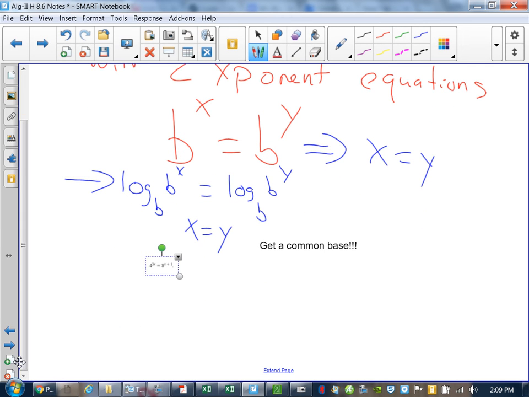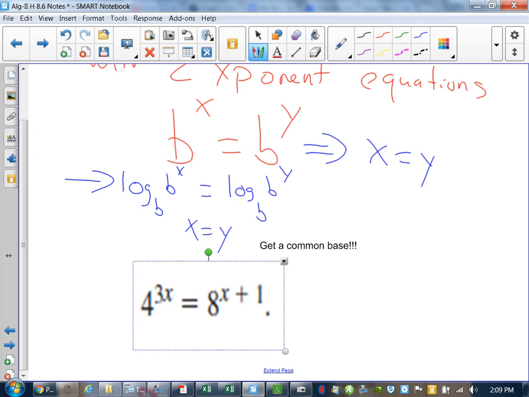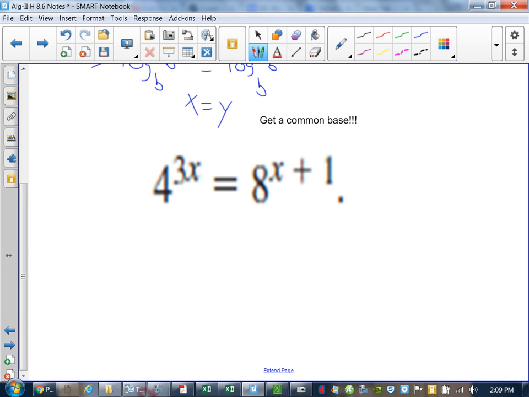So if I look at a problem like this, where it's 4 to the 3x equals 8 to the x plus 1, I need to try to figure out some sort of a way to rewrite that as a common base. So I have to think in my mind, 4 and 8 have a common base of 2. You could rewrite them as having common base 2. 4 is 2 to what power? 8 is 2 to what power? 3. So what you do is this. 2 to the 2 times 3x equals 2 to the 3 times x plus 1.